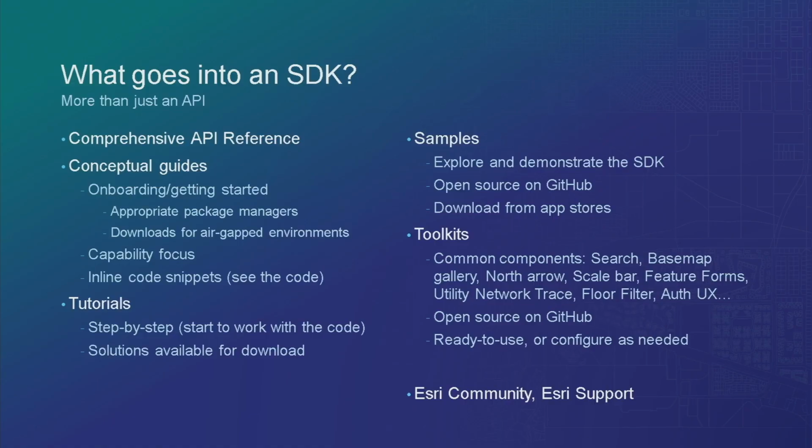We also provide toolkits, and these are supplementary tools, components that allow you to use or take advantage of our native SDKs more effectively. So when you're building or working with a map or a scene, 2D and 3D, you might want to enhance those capabilities with a base map gallery for your end users to be able to choose a base map. You want to put a north arrow on the map for standard cartographic accuracy. Scale bars, working with feature forms for data editing.